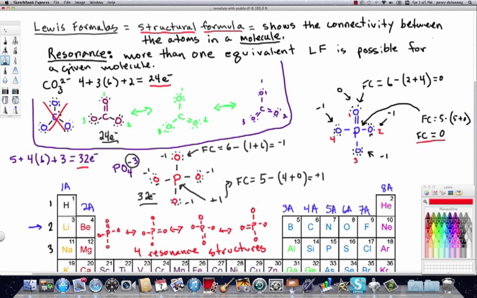So that just means that the electrons that are involved in that double bond are delocalized over the surface area of the whole molecule. All right? And with that, I'm going to go ahead and close.